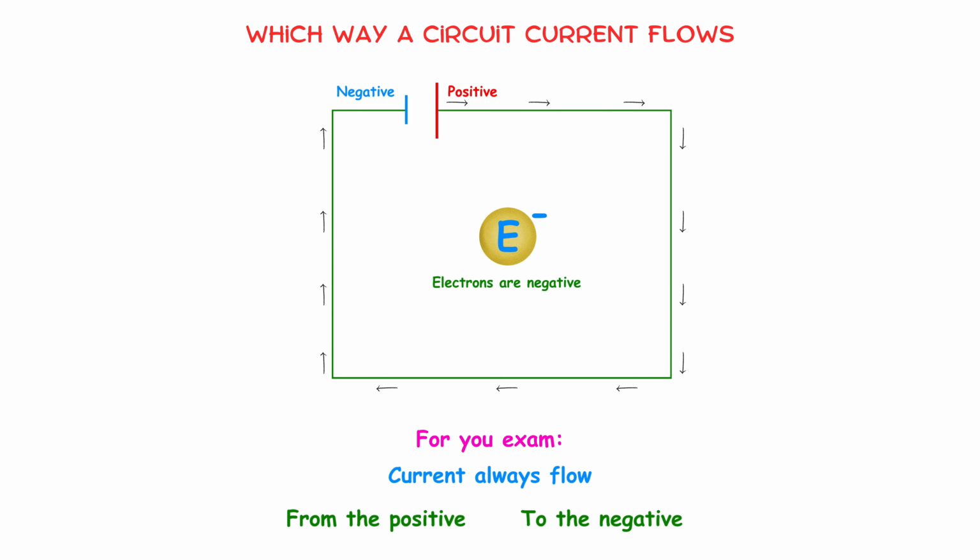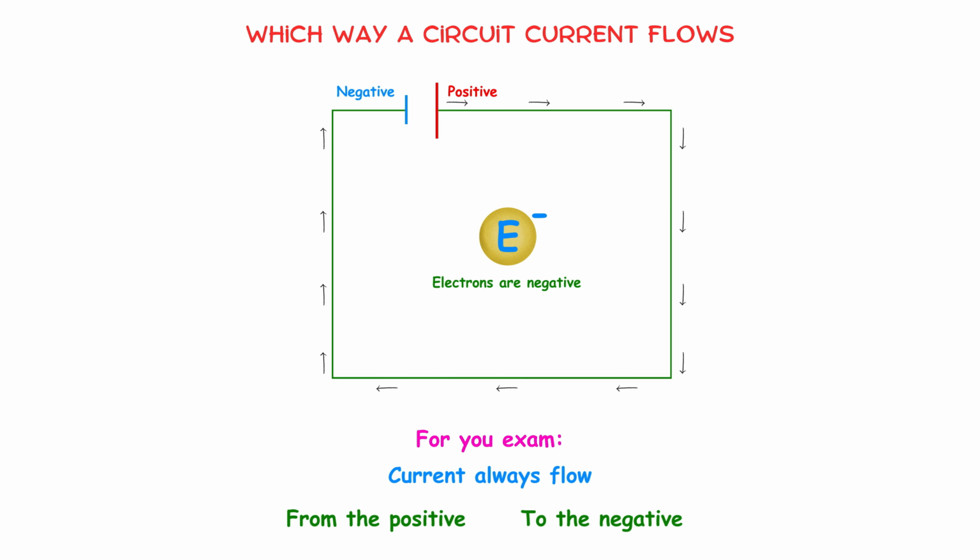If you look at the cell on this circuit diagram, you can see that it has one longer line and one shorter line. The longer line in a cell or battery is always the positive terminal, whereas the shorter line is always a negative terminal. Now, because electrons are negatively charged, they flow around the circuit from the negative terminal to the positive terminal.